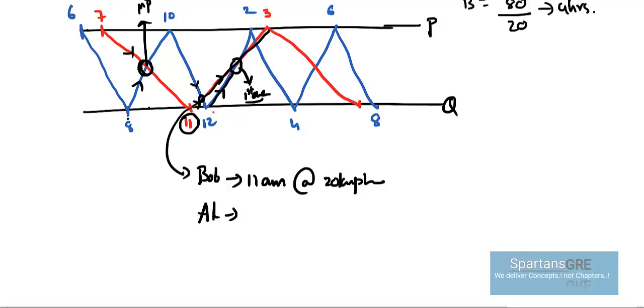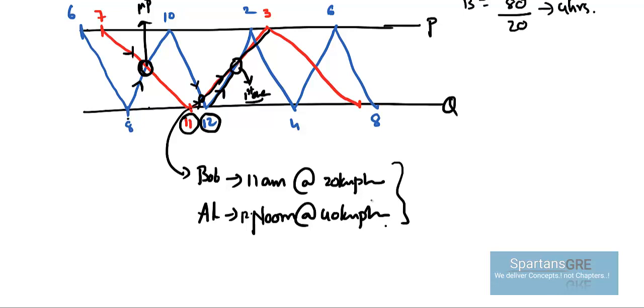Albert starts at 12 p.m., 12 noon, right? After 11, it becomes 12 noon. And his speed is 40 kilometers per hour. Now you see the overtaking condition is satisfied here. As I told you, for overtaking, first, they should be pointing in the same direction. Second, the person who starts late should have more speed. Only then does overtaking happen. Here you see Bob is starting at 11 a.m.